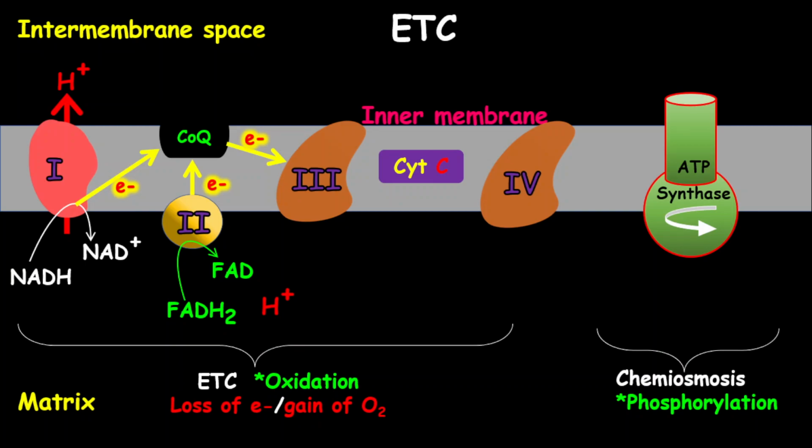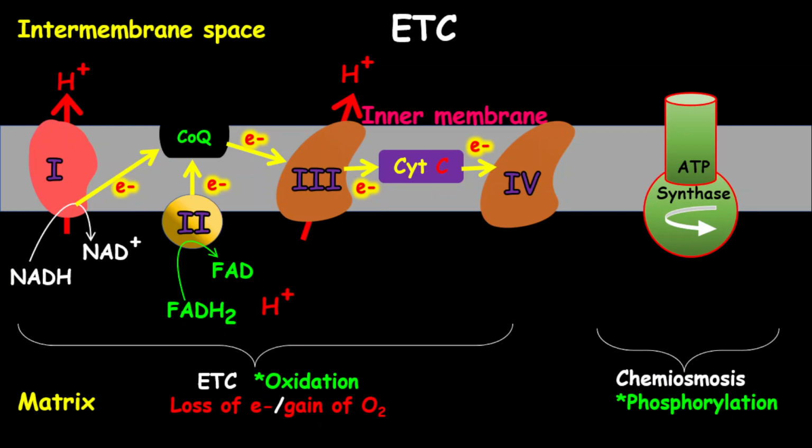Protein complex 3 will be energized. And because of this energized protein, it will be able to pump hydrogen ions over into the intermembrane space. Electrons now will be transferred into cytochrome C, then into protein complex 4. The electrons will now energize protein complex 4.